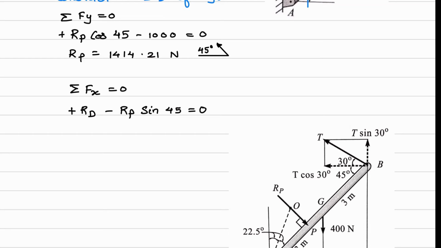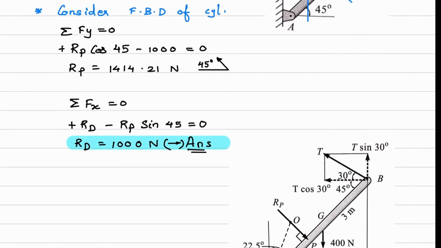From here RP we know. We have calculated over here. So only unknown is RD. So RD is equal to 1000 Newton. So this is answer number 1. Now what is the direction of RD? It is towards right.